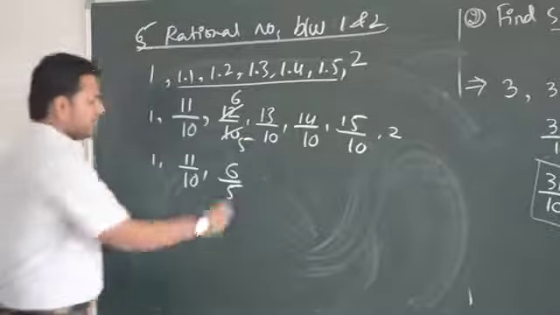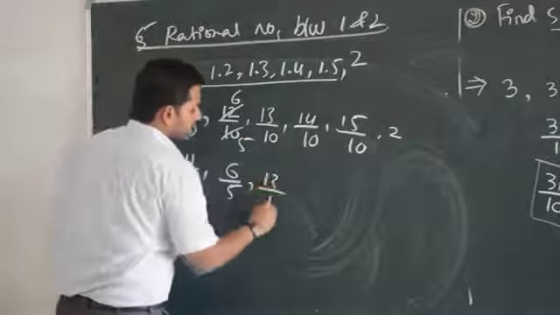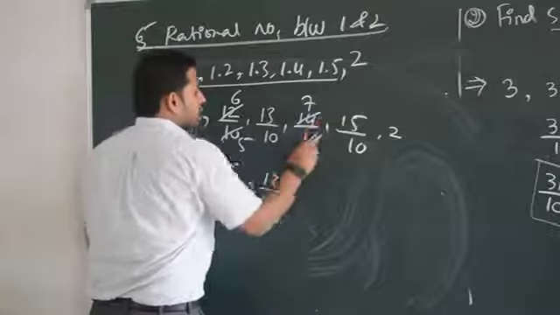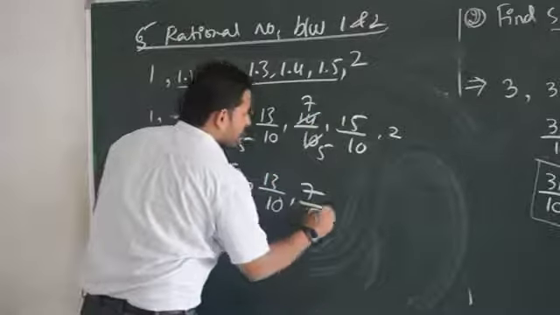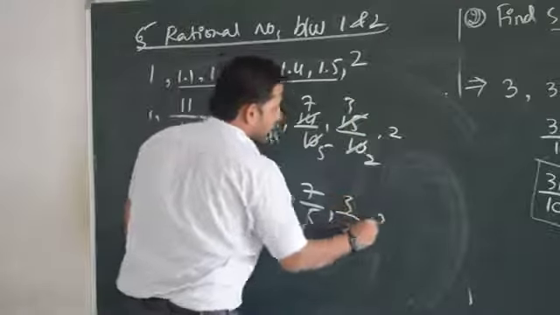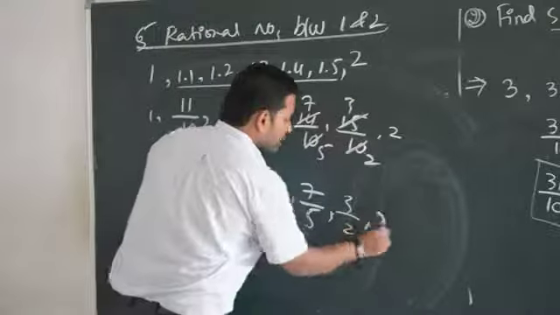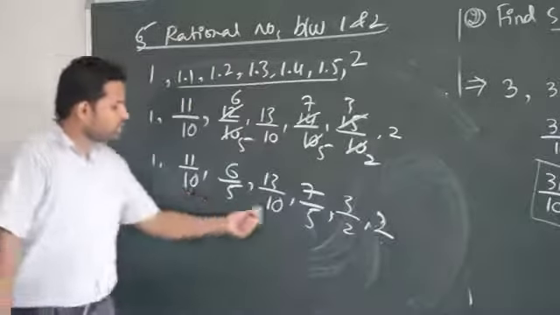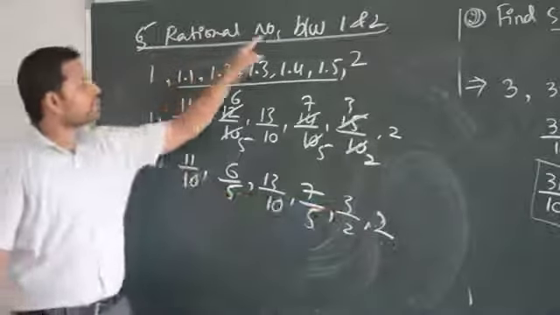Are you getting my point? Next, 13 by 10, let me keep it like that, I cannot cancel. 2 7s are, 2 5s are, so it becomes 7 by 5. Then 5 3s are, 5 2s are, so it becomes 3 by 2. Yes or no? It is simple, no? 1, 2, 3, 4, 5 rational numbers between 1 and 2.